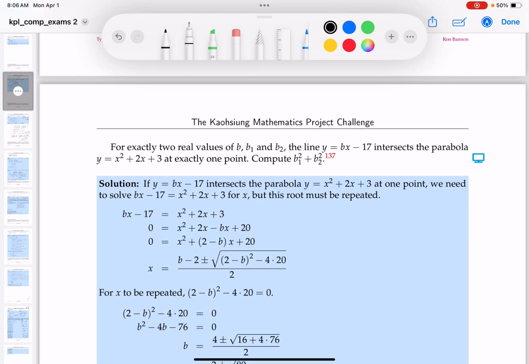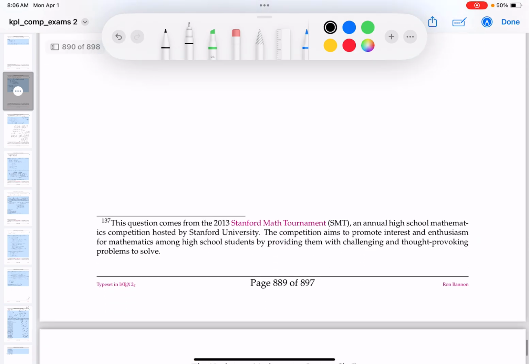Okay, just a quick read over. It says for exactly two real numbers, b1 and b2, the line y equals bx minus 17 intersects the parabola at exactly one point. They want me to compute b1 squared plus b2 squared and find out what that is. There is a footnote, again, just to briefly go through that.